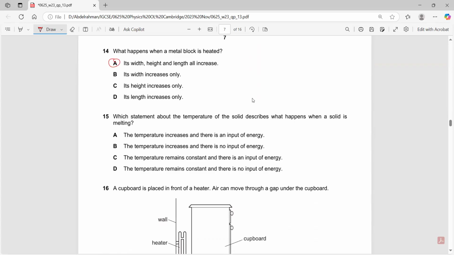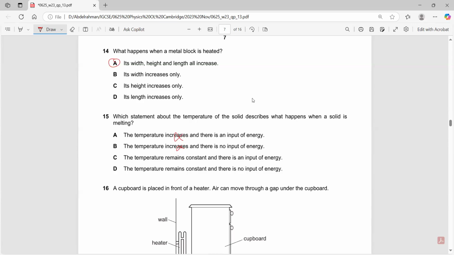Which statement about the temperature of the solid describes what happens when a solid is melting? If you have a melting solid, melting ice for example, the temperature remains constant. The temperature does not increase.